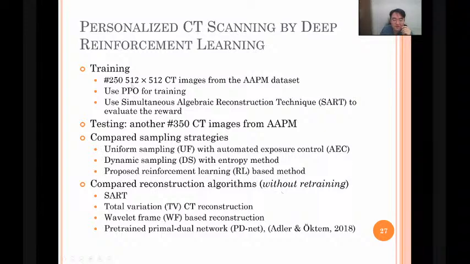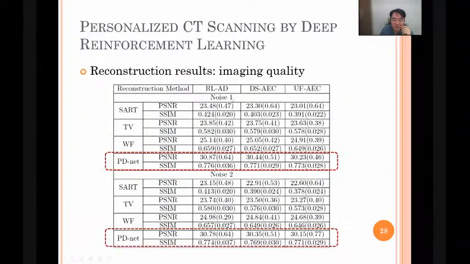Okay, so this is the result, and also the noise levels are actually different from the training set. And what you can see here is that with RL, going from right to left, regardless of which reconstruction you choose, RL is always a better scanning strategy in terms of PSNR and also in terms of structure similarity. And in particular, when combined with deep models, you can see the PSNR improvement is the most significant.